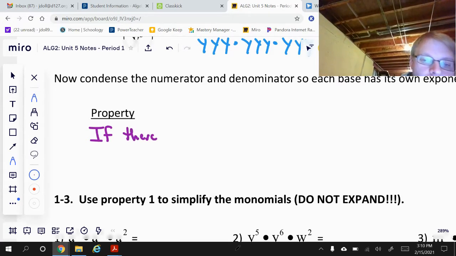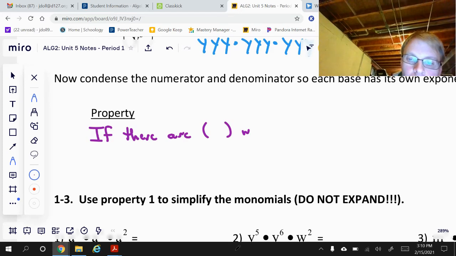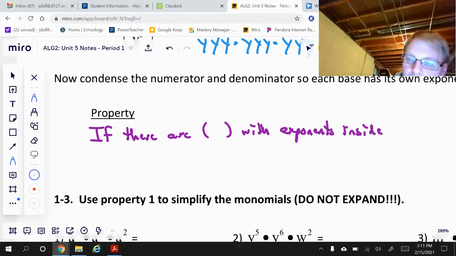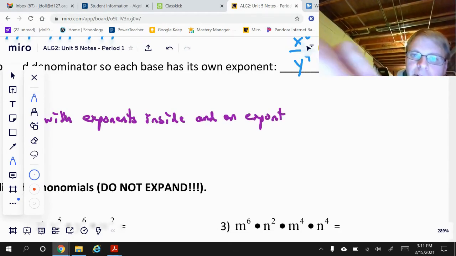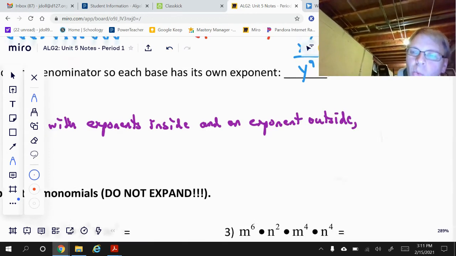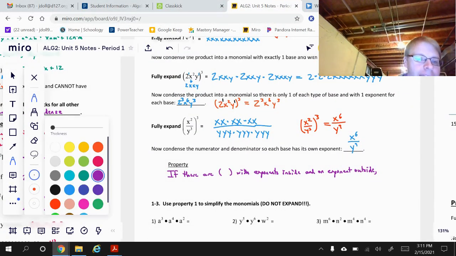there are parentheses with exponents inside and an exponent outside, right? So that's our when. You can see in all three of these examples that describes what's happening here.